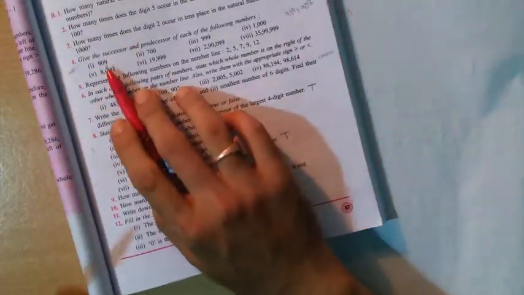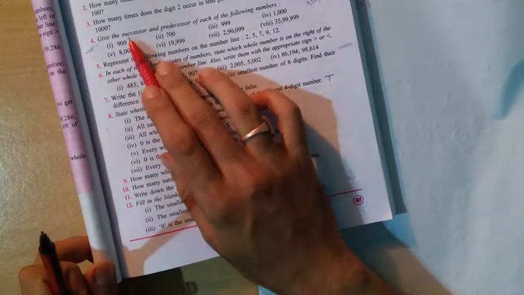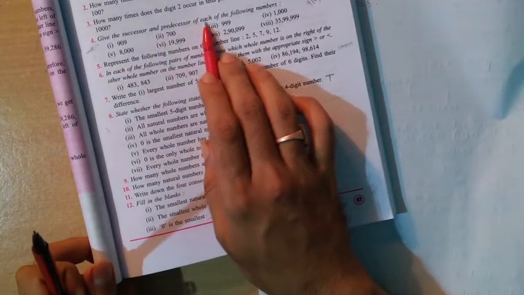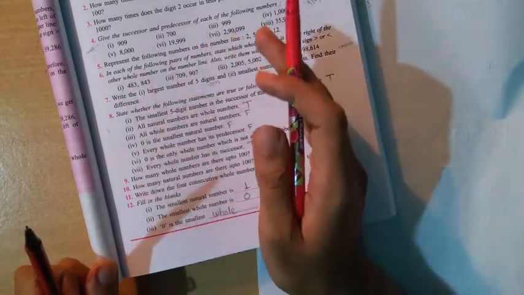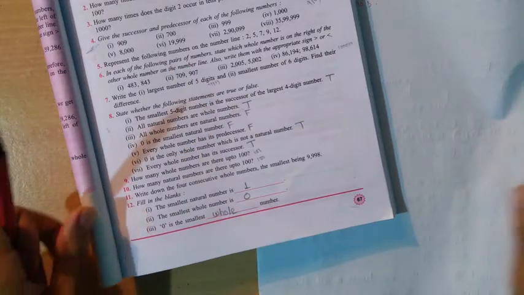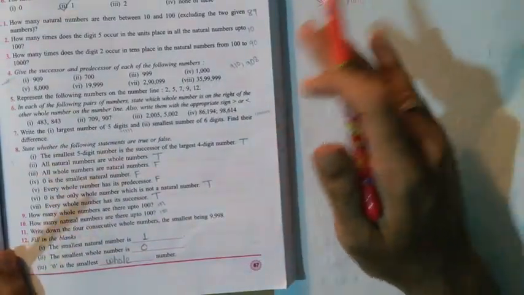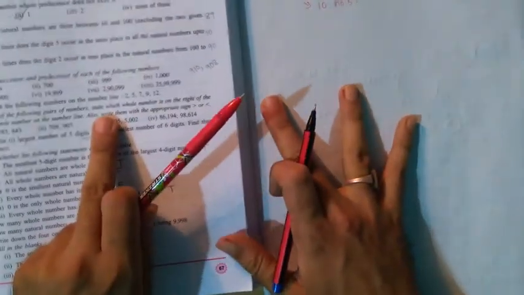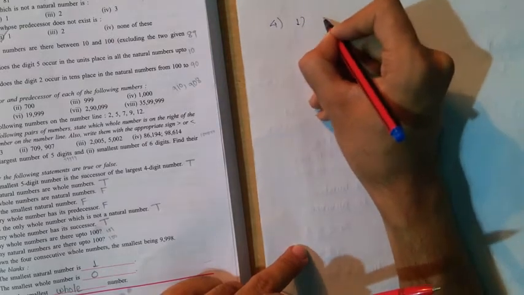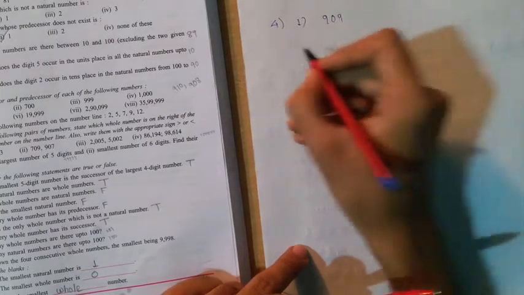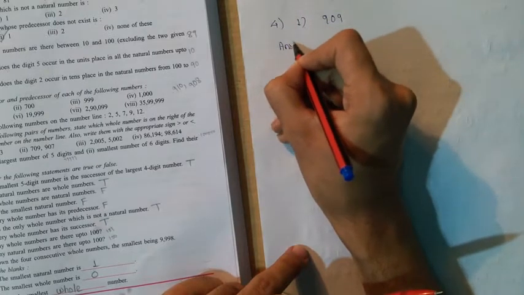So number 4, let's see the question. Give the successor and predecessor of each of the following numbers. So these are the numbers and you have to write the successor and the predecessor. I have just told you the successor means the number present on the right hand side, and the predecessor means the number present on the left hand side. We will take the first question, that is 909.